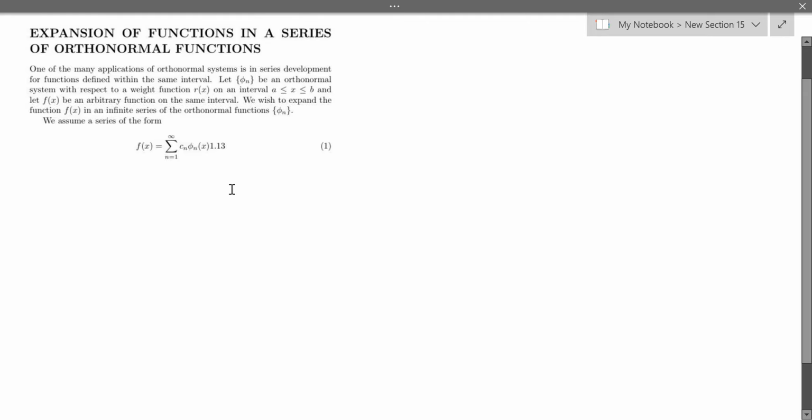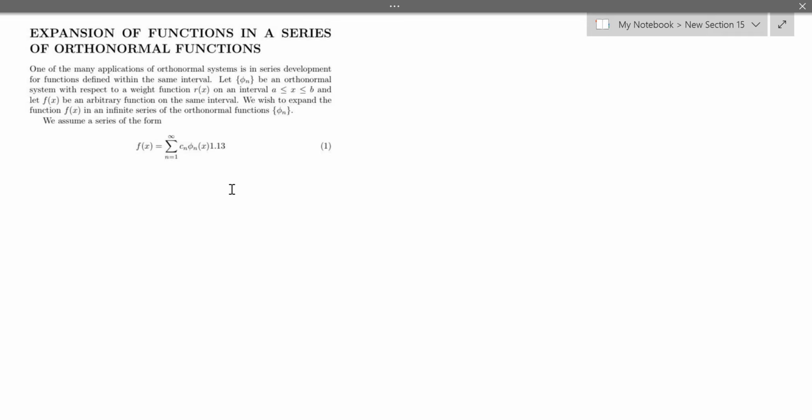So we assume a series of the form f of x equals the summation from n equals 1 to infinity of c n phi n. When you want to expand a function in a series of orthonormal functions, this is how you write it: f of x equals the summation n equals 1 to infinity c n phi n.